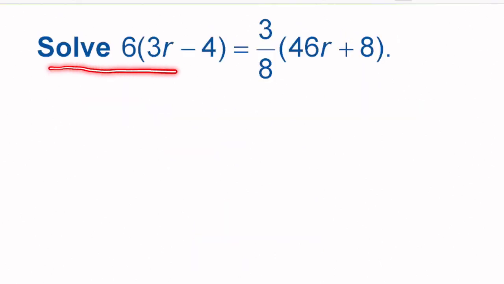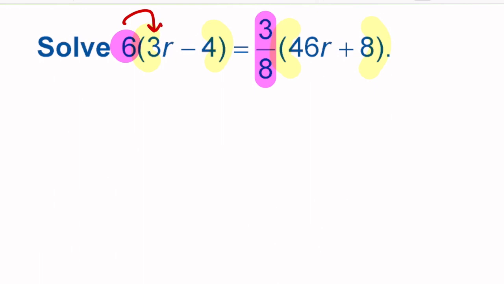Let's look at our second example. Once again, on the left side, we're going to distribute 6 inside the parentheses, and on the right side, we're going to distribute 3 over 8 inside the parentheses. Let's start by distributing the 6 on the left side. We're going to multiply 6 times 3, which is 18, and we keep the r, so 18r. Then we have 6 times negative 4, which is negative 24, or minus 24, bringing down the equal sign. Now we're going to multiply the 3/8 times 46, so we're only going to multiply the 3 times the 46, and then keep the 8 on the bottom.